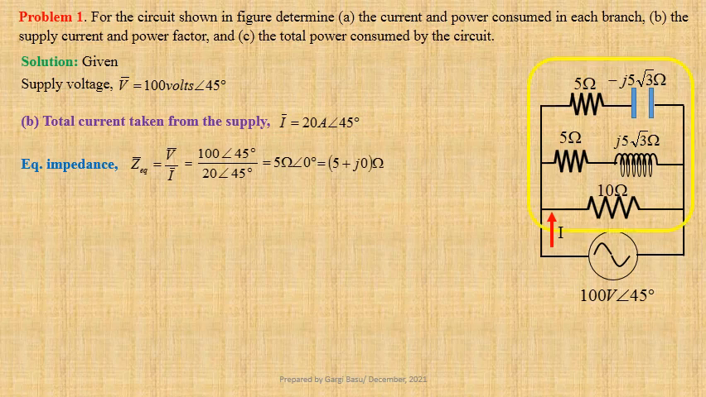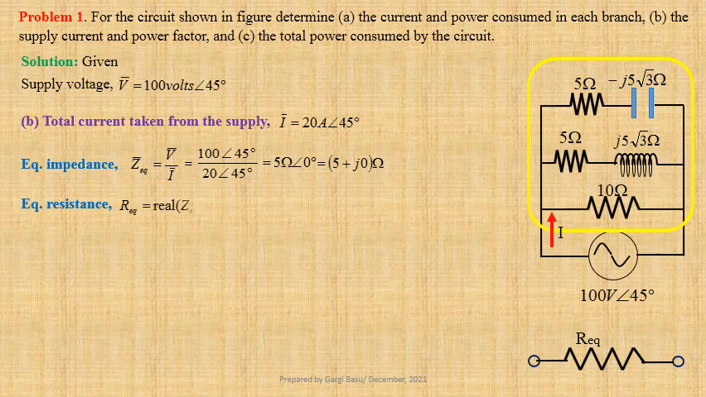Therefore, this entire circuit can be replaced by a single resistor whose equivalent resistance Req equals real part of Zeq, that is equal to 5 ohm.